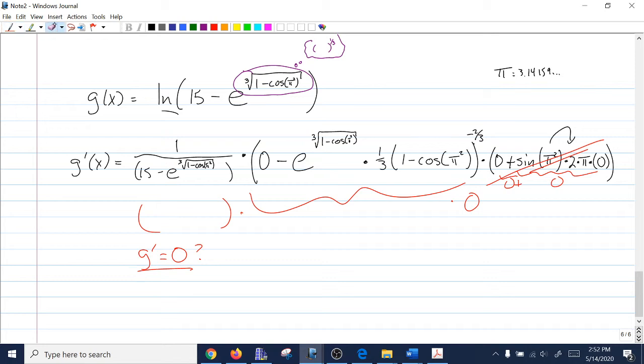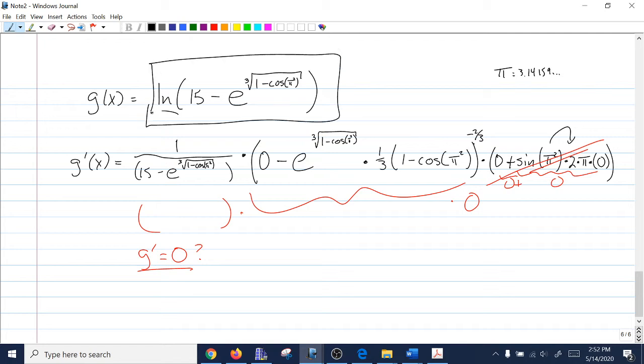And then you go, oh yeah, wait a minute. Not only is pi a number, this whole thing is a big complicated number. Cosine of pi squared is a number. Cosine of that, 1 minus that, cube root of that, e to that, 15 minus that, natural log of that. This is all some constant. The derivative of any constant is 0. So the answer is 0.